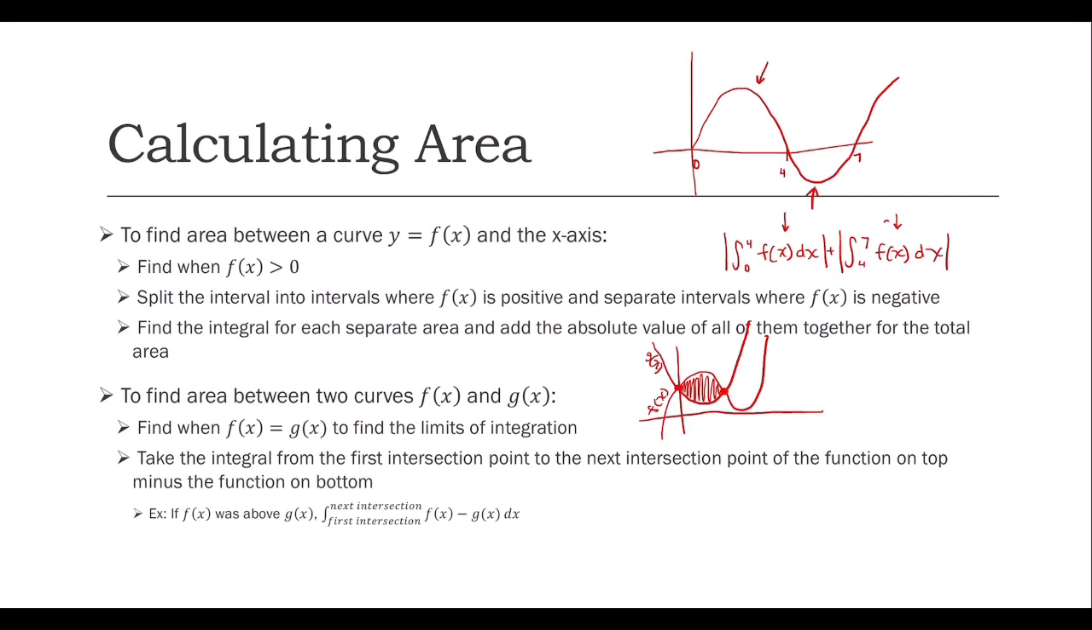So in this case, our function f of x is on top of the section where they intersect, and g of x is on the bottom. So your integral would be the integral from your first intersection to your second intersection, and these are your x values, of f of x minus g of x dx. So that's how you would calculate your areas.